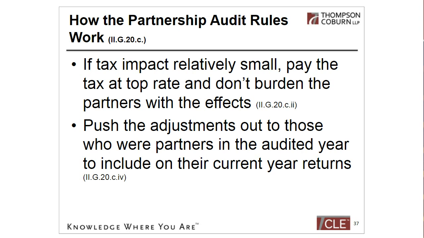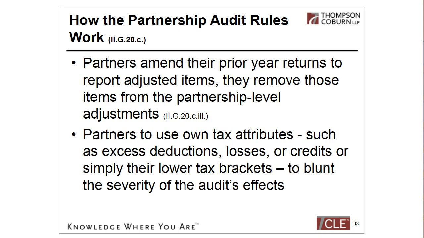Another option on slide 38 is that the partners can amend their prior returns. So the people who were the partners in 2018 can amend their returns and pick up those items, and to the extent that they report those adjusted items, they get taken off of the partnership's responsibility, and now they're the partner's responsibility for 2018, in my example. So that way you can use the partner's own 2018 tax attributes to blunt the severity of the audit's effects.